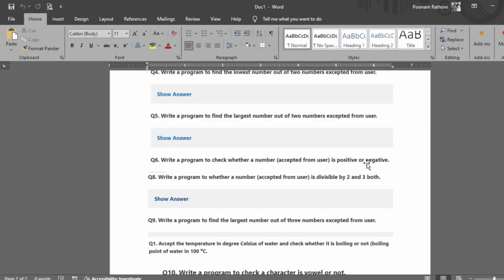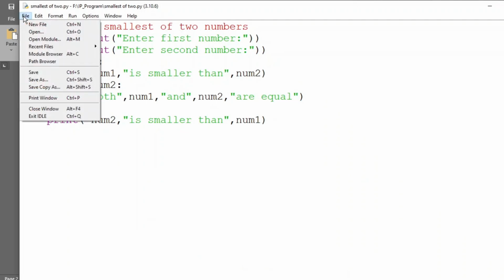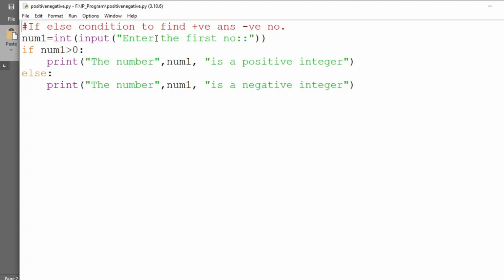Check whether the number is positive or negative. So if a number is positive, it is greater than 0. You get a number from the user. If it is greater than 0, then you will print the value of the number, else it is negative integer.